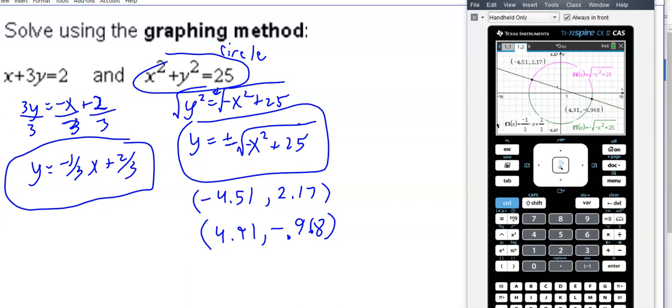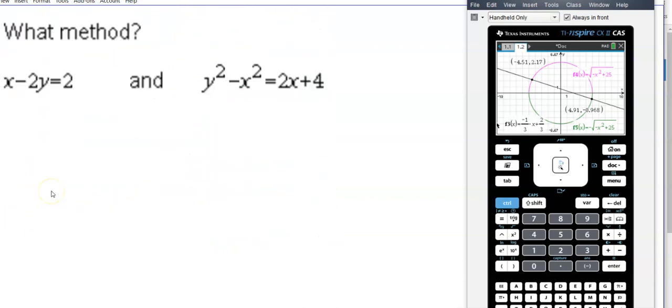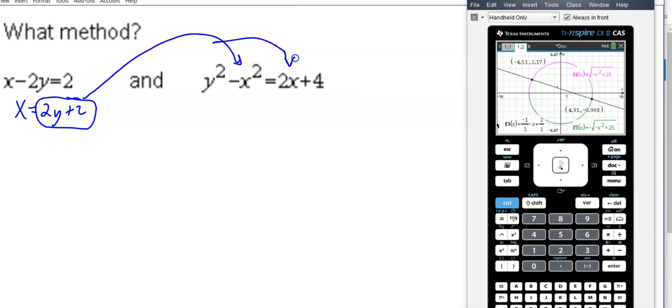Okay, pretty tough, challenging problem there for sure. What method would you use here? So it's a nonlinear system. I typically like substitution for nonlinear, so I would probably use that. I guess you could use graphing as well, but it seems to me, x equals 2y plus 2. We're going to plug that in everywhere there's an x.